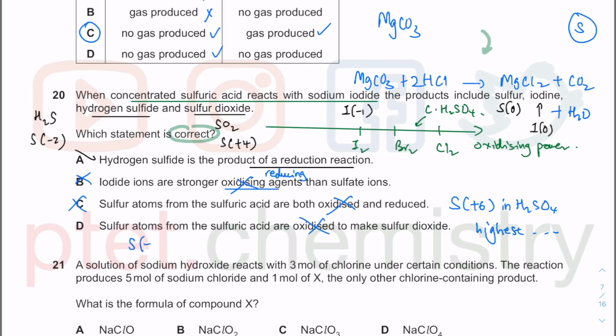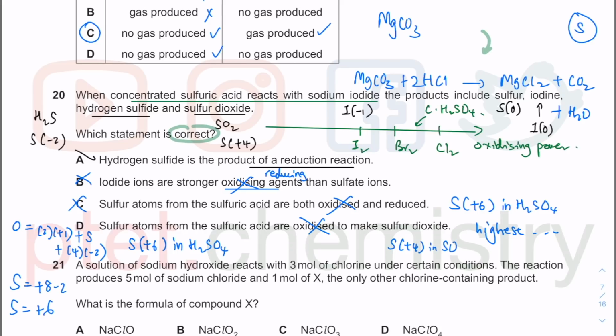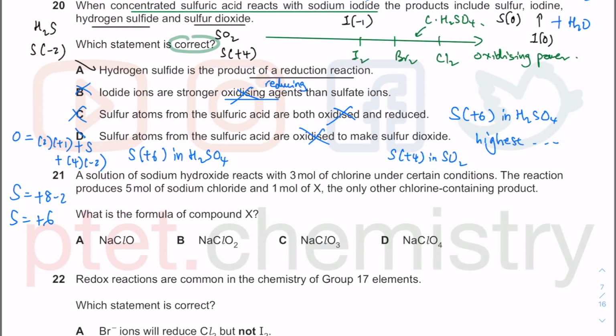Nope. This is sulfur +6 in H2SO4. H2SO4 is a molecule, a compound, it's got no charge, 0 oxidation number. It's got 2 hydrogens, which are +1 in a compound. Then the sulfur is what you want to find. You have 4 oxygens, each with an oxidation state of -2 in H2SO4. So the sulfur there is +8 -2, which is +6. And you get sulfur +4 in SO2 there. So overall this is a reduction and not oxidation.